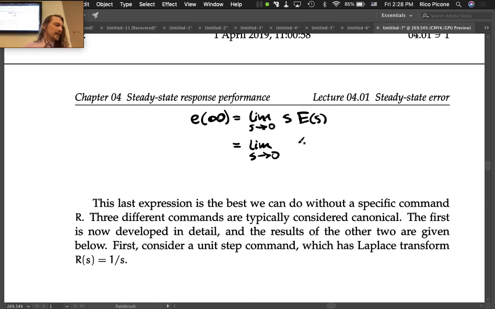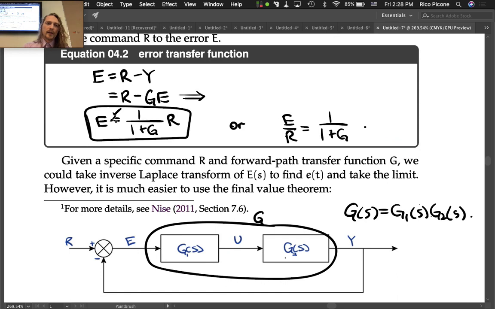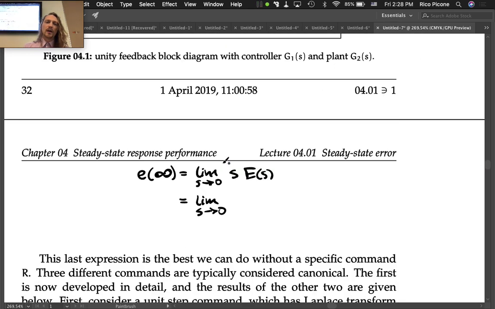So let's go ahead and plug that in. It is E = 1 over 1 plus G times R. So I'll put the s that's multiplying it in the numerator. So it's s over 1 plus G, which I'll put in G as an explicit function of s here just to remind us, because we're taking a limit as s goes to 0, times R of s.